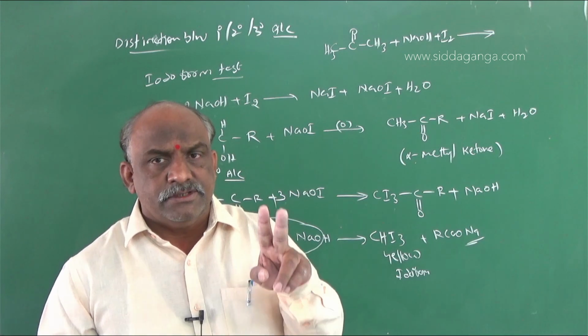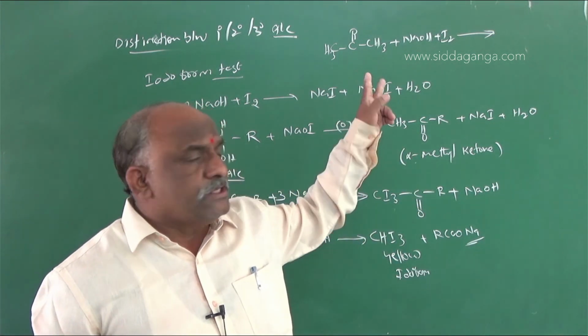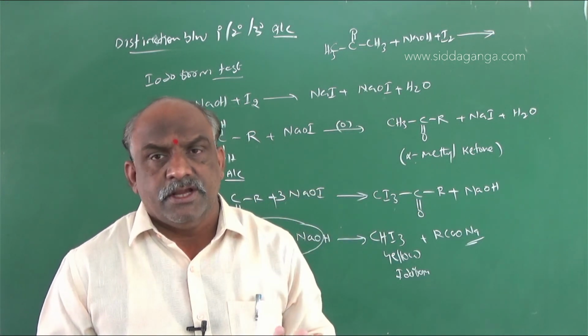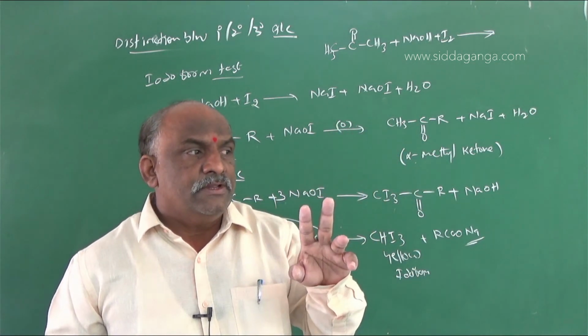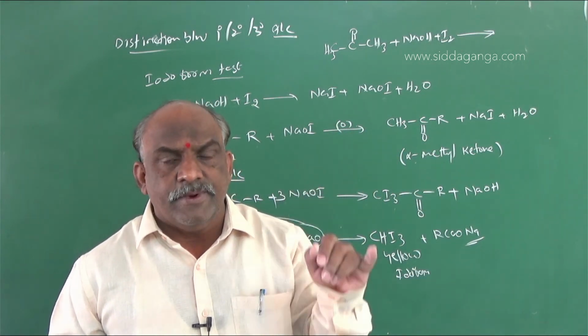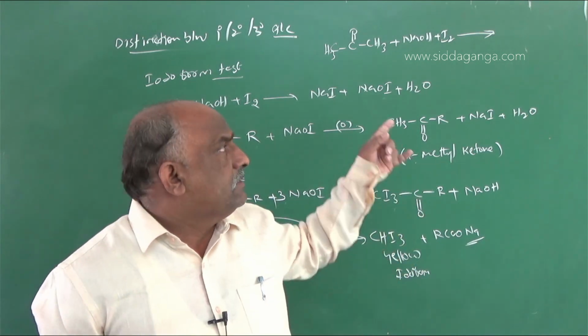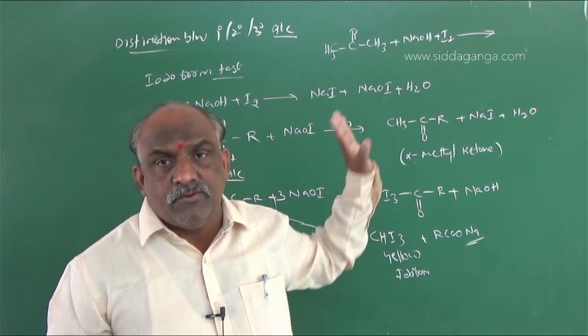In organic chemistry, this is very, very important. Instead of NaOH, they may take KOH also: KOH and I2, and NaOH and I2. 2 times we find this reagent. One is the Hoffmann bromamide reaction, that is the preparation of amines. The second one is the iodoform reaction.